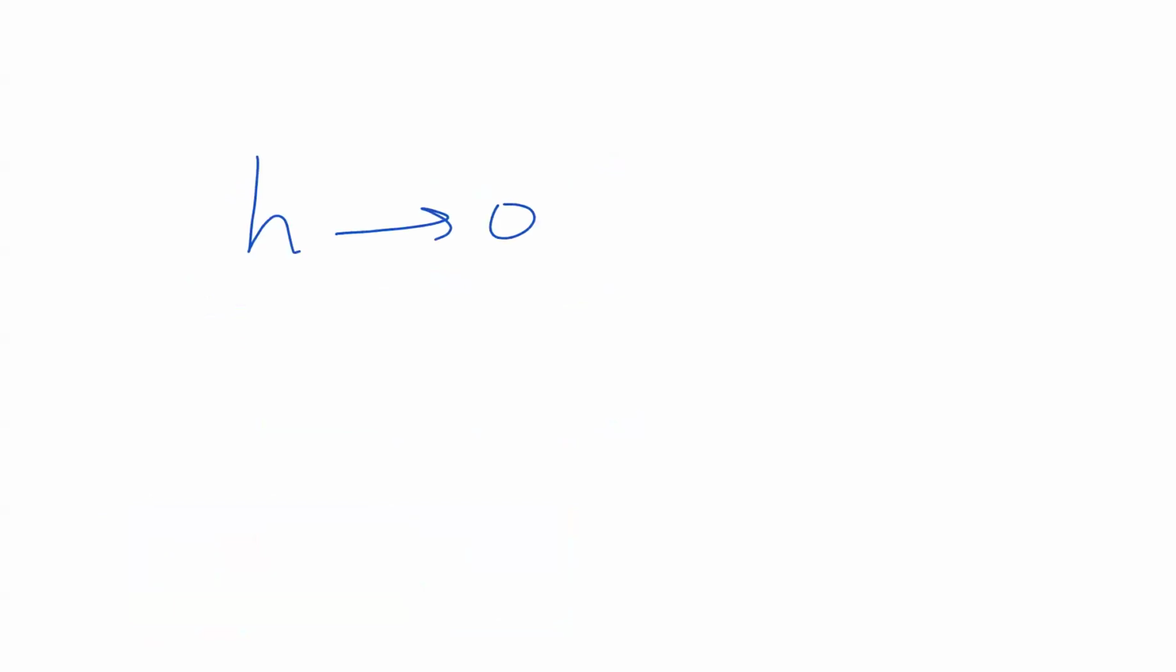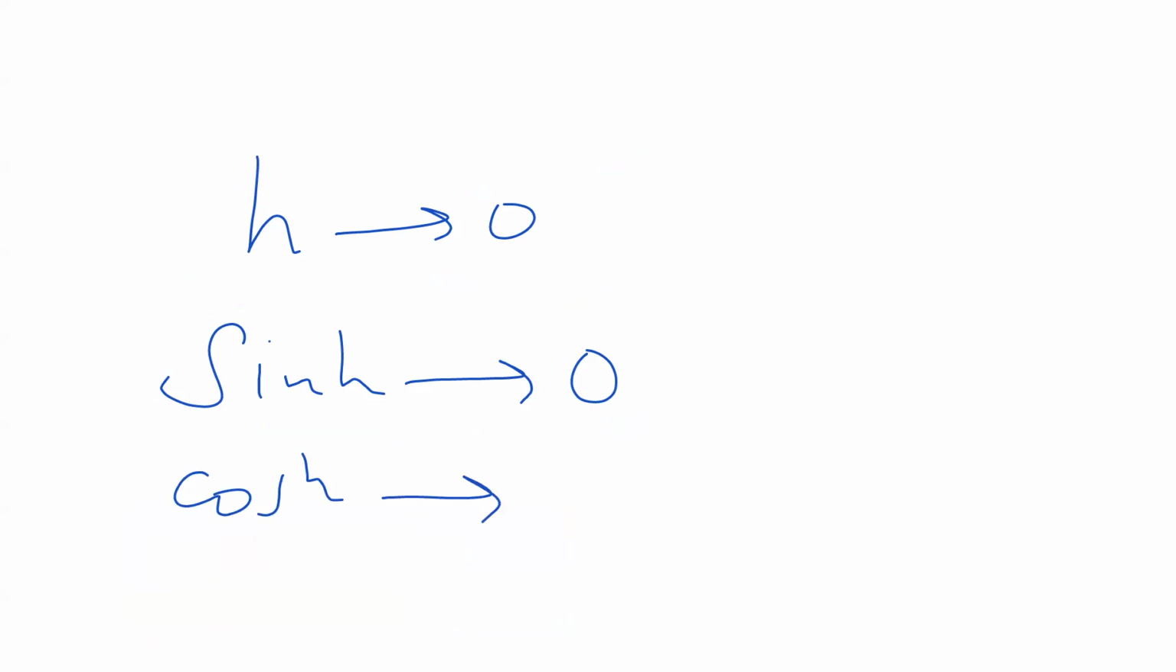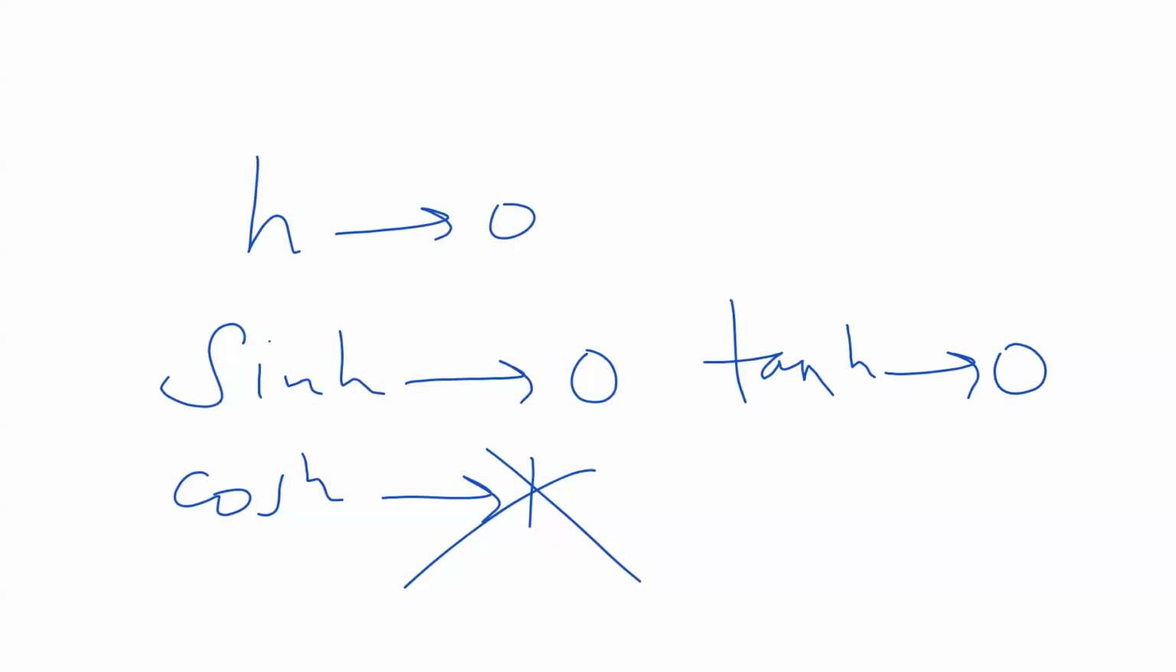H approaches 0. Therefore, sin h will approach what? 0, because sin 0 is 0. Cos h will approach what? 1, because cos 0 is 1. So here we cannot apply the formula. Tan h will approach what? 0. Okay. This was just for your knowledge.